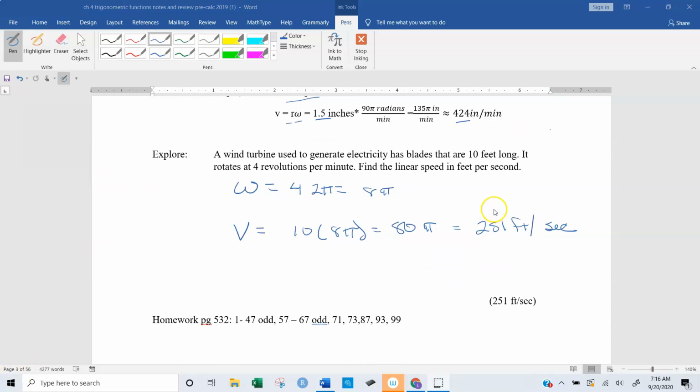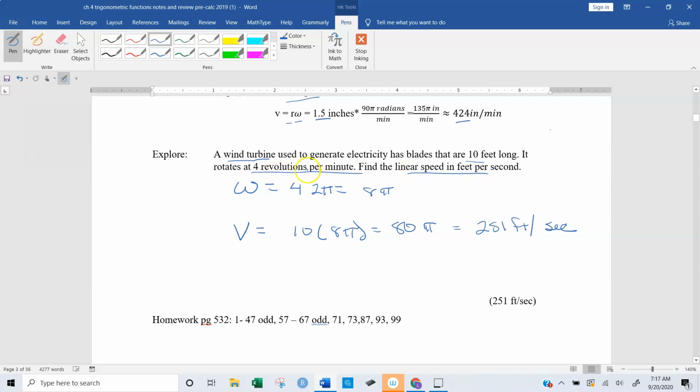All right, this one here's a little bit more real world, because your wind turbine, if it doesn't travel at a certain amount, doesn't produce the energy you need, correct? At least I hope you know that. So the blade is 10 feet long. Actually quite short. We should have used a real one. Okay, it rotates at 4 revolutions per minute. So I need to find the linear speed in feet per second.